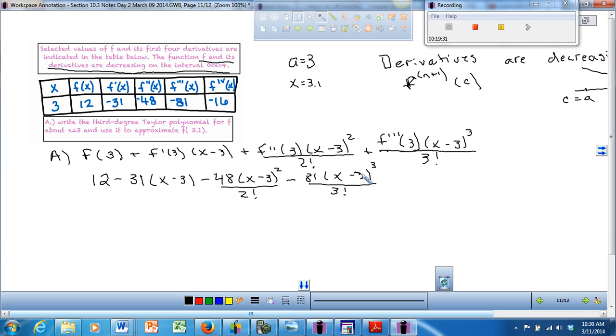So get your calculators out, please. And we're going to use that to evaluate f of 3.1. Got 8.6465. 8 point what? 6465. Okay? And all we're doing there is putting in 3.1 for each of our x's and calculating. Any questions on what we did with these? Okay, so that's nice and straightforward. Let's move on to the second part.